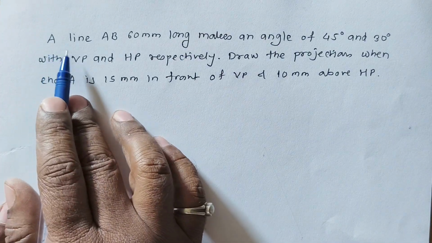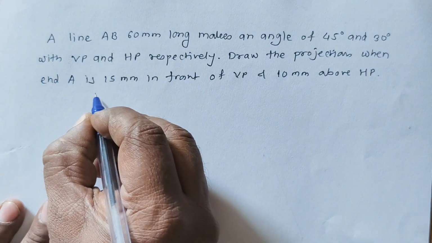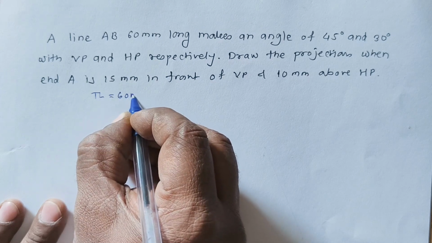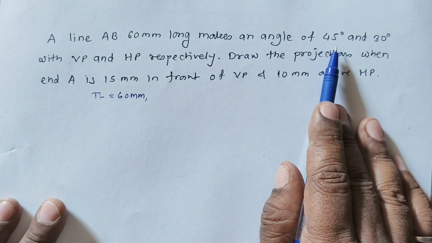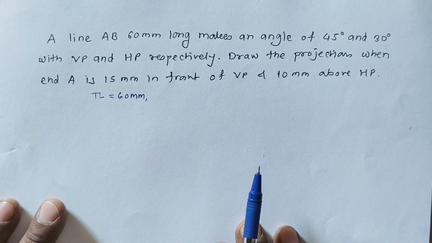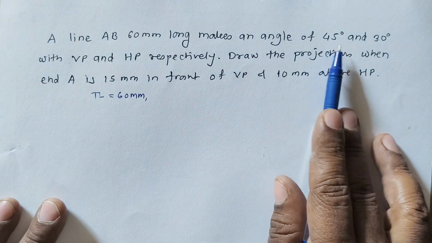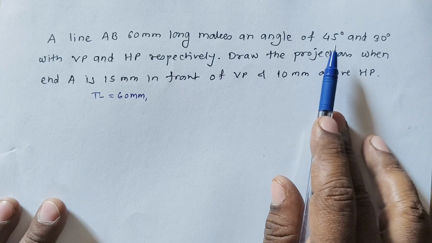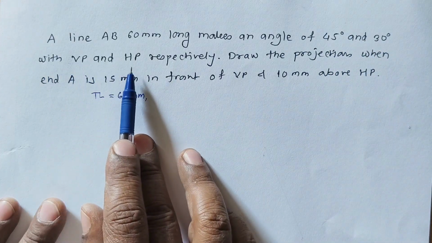It is given line AB 60 mm long, means this is the true length of the line. So I will write here true length is equal to 60 mm. Then this line makes an angle of 45 degree and 30 degree with the VP and HP. So here we have to take care that in the regular problem, first of all the inclination with the HP is given, but in this problem it is given in the reverse direction, that is 45 degree and 30 degree with VP and HP respectively.